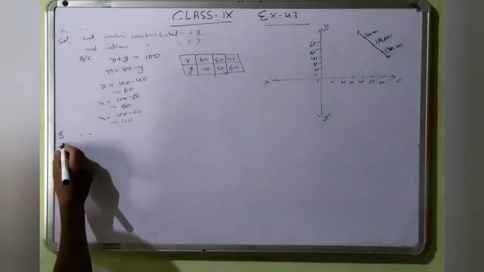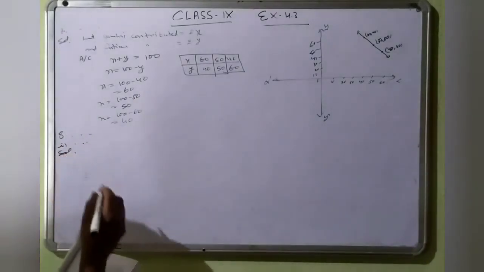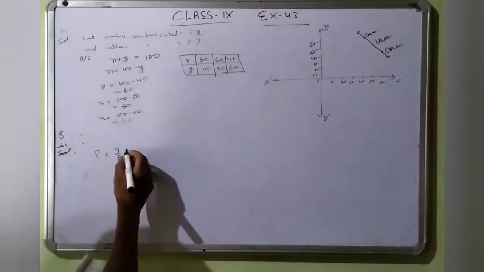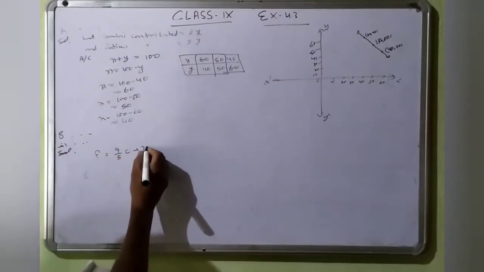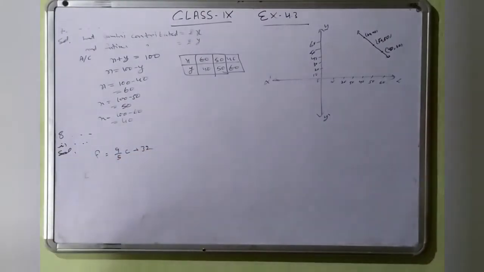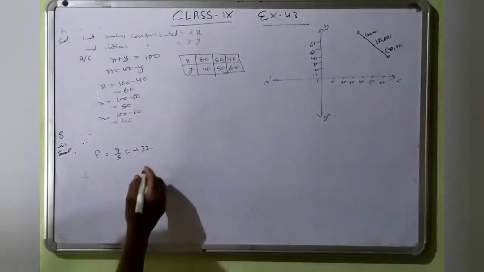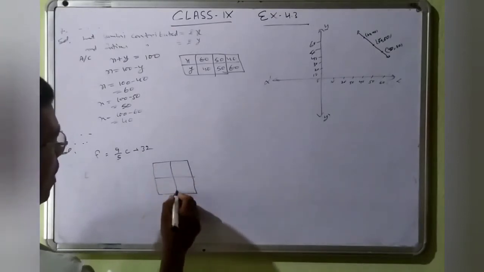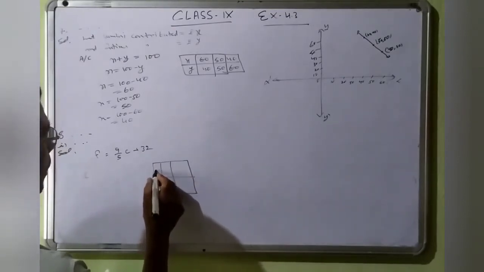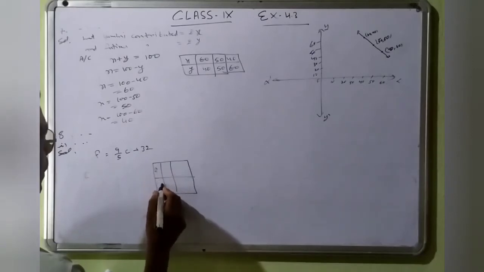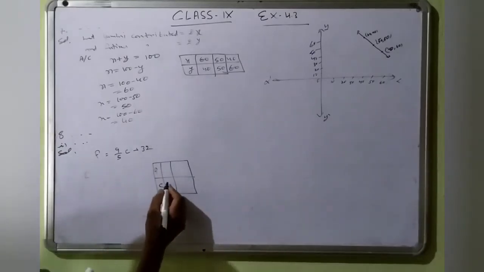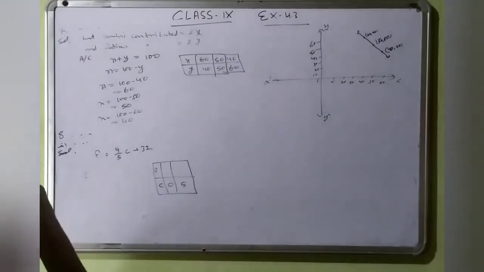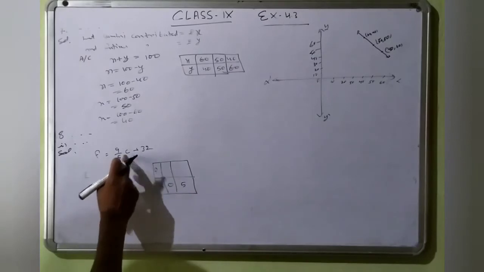So first part, solution. F is equal to 9 upon 5 C plus 32. This is the given equation in the question. So we will draw the box. That will be F and C. Now we will place C as 0 and 5, because 5 cancels by 5.